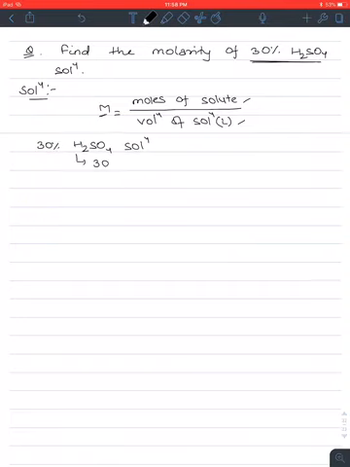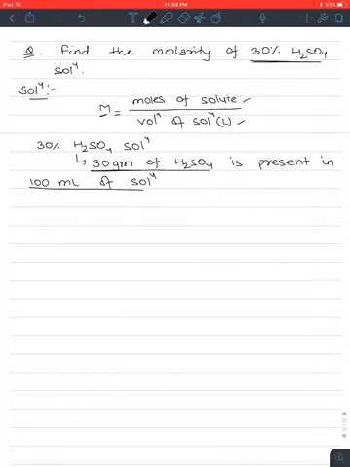It means it is weight by volume, which means 30 gram of H2SO4 is present in 100 ml of solution. In all the concentration terms we are using liter. In molarity, volume was in liter. Normality, volume was in liter. But in percentage we are using milliliter as volume, right? So we know the weight of H2SO4, and we know the volume of solution. So volume of solution we knew that it is 100 ml.